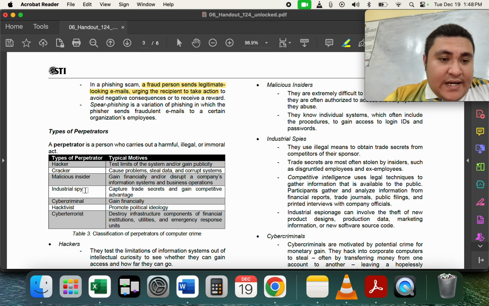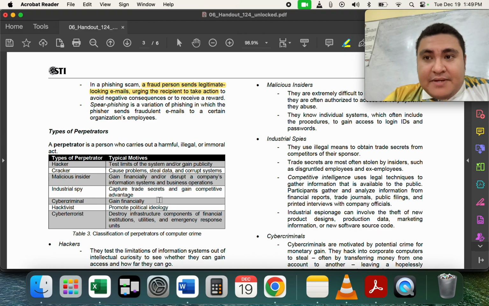The fourth one is the industrial spy. They capture trade secrets and gain competitive advantage. What they usually do is that once they gain access to company secrets, they provide them to competitors and sell them. You also have the cyber criminal. They gain financially because of the access they get to different bank accounts, obviously.